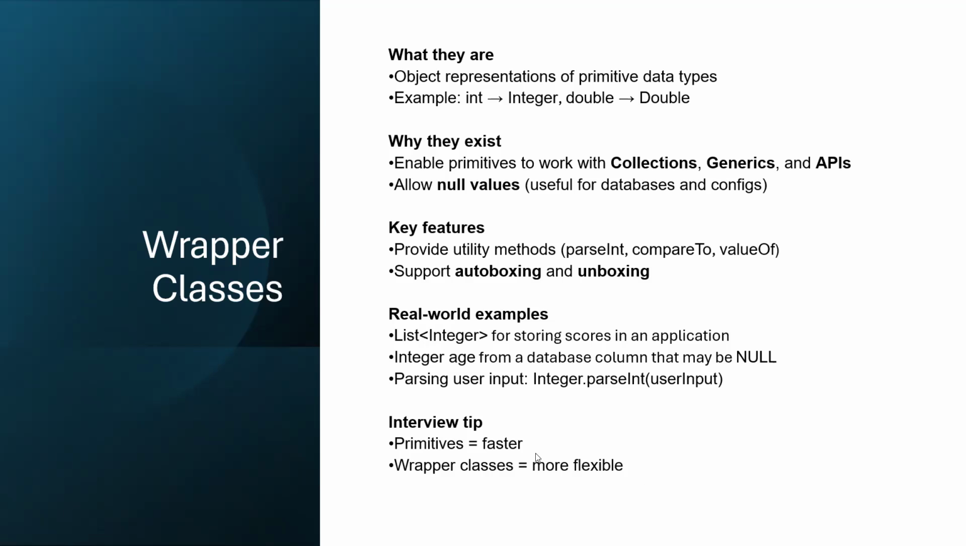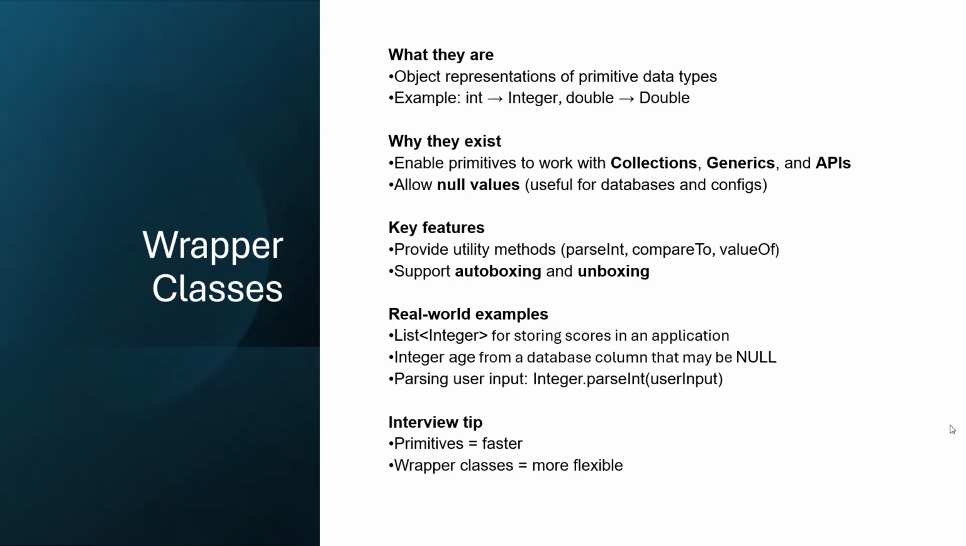And then some real world examples I think I already alluded to. So here you're using Integer in a generic called List. And List is also a collection. And then Integer, you can assign the variable age to Integer so that it can accept the null value. And you can parse user input. So let's say you have a number represented as a string, and you can convert that string to an integer using the parsing method.